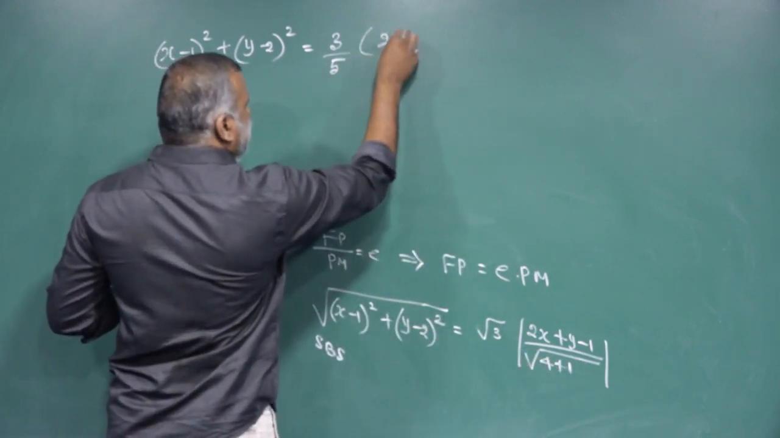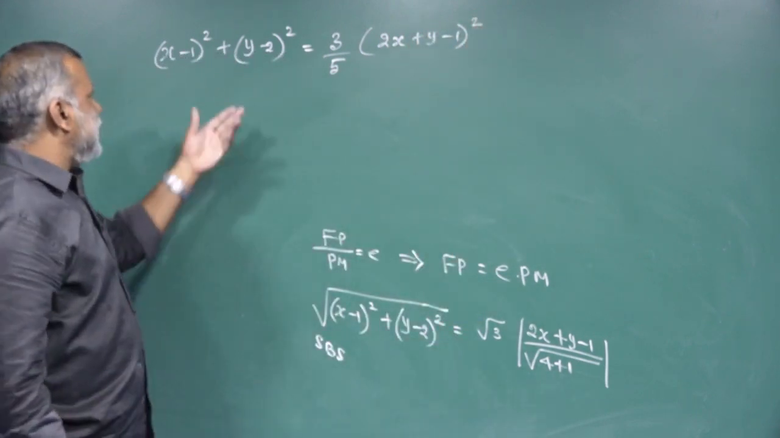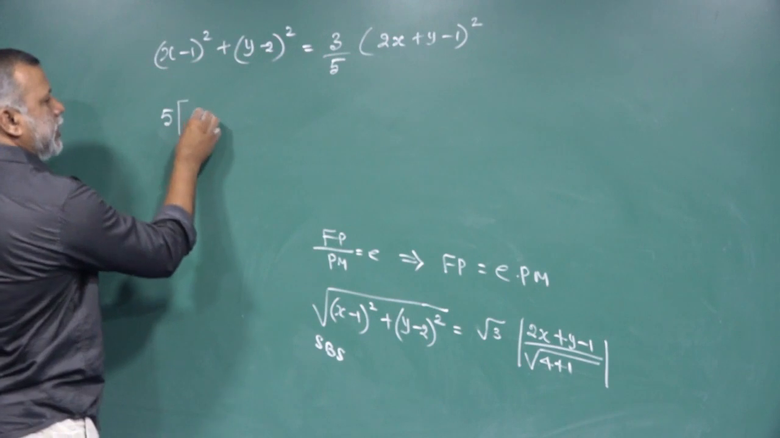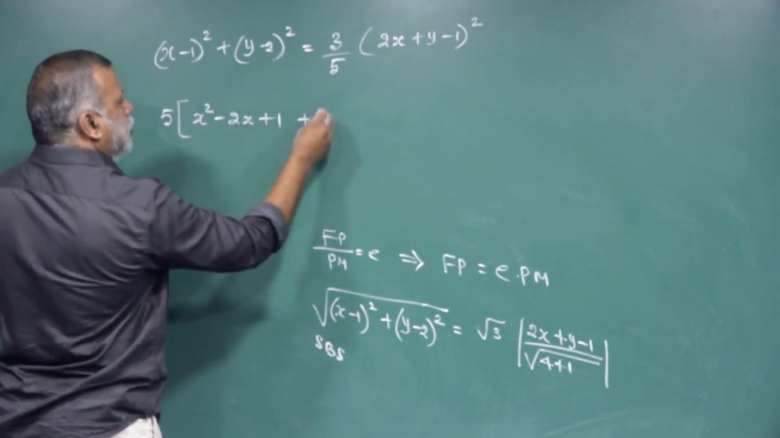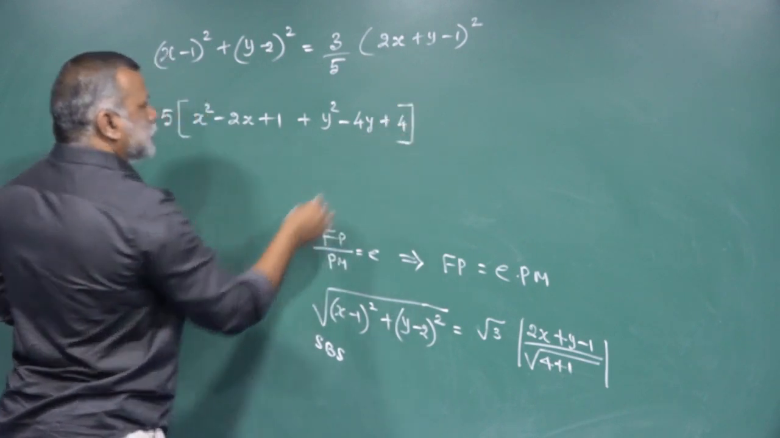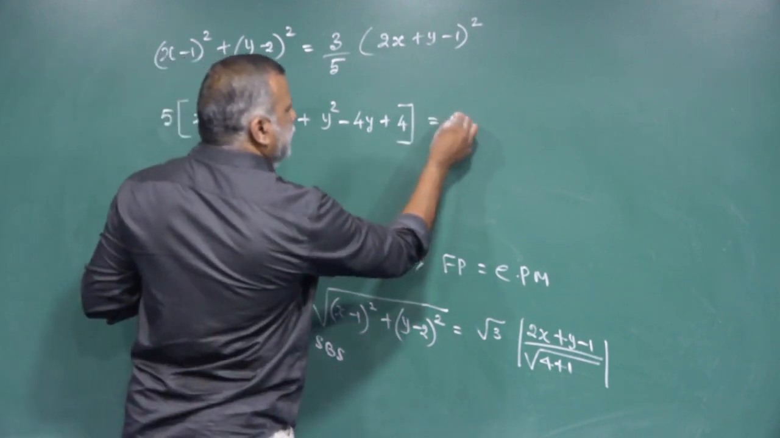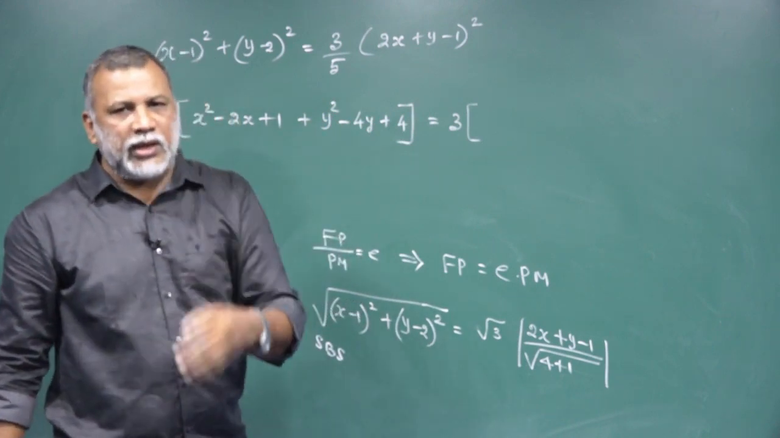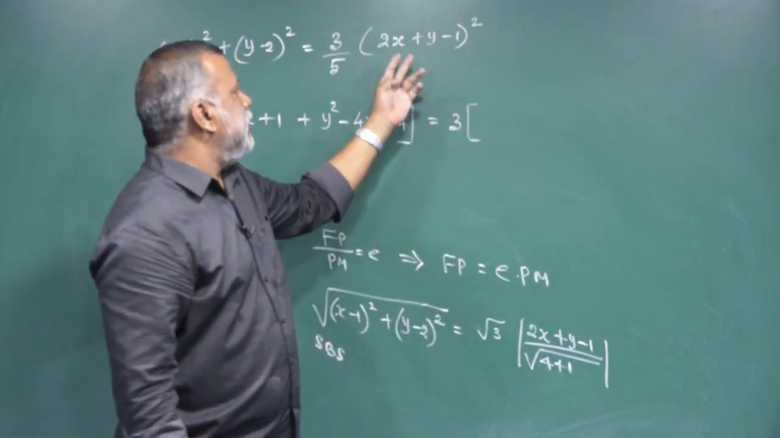Then the remaining is (2x plus y minus 1) the whole square. Now see this one, I can cross multiply this 5 here. So 5 of (a minus b) the whole squared: x squared minus 2x plus 1, and again y squared minus 2 twos are 4y, plus 4. So expand your LHS first, then cross multiply by 5. Now see, the RHS is in the form of (a plus b plus c) the whole square. There are three members here. In the previous one, there were only 2 members. Here we are having 3 members.